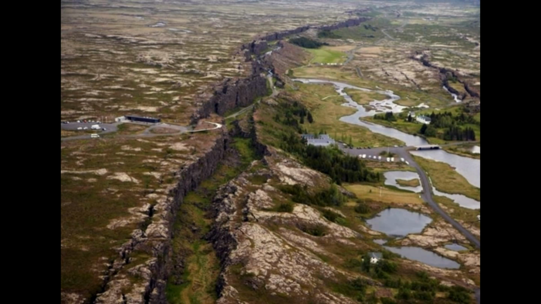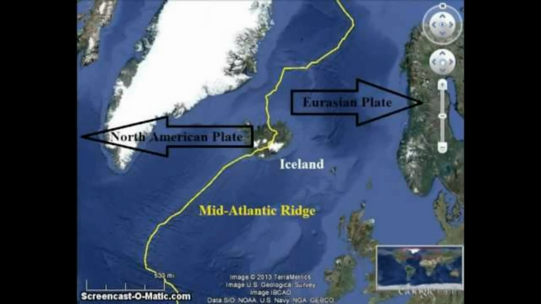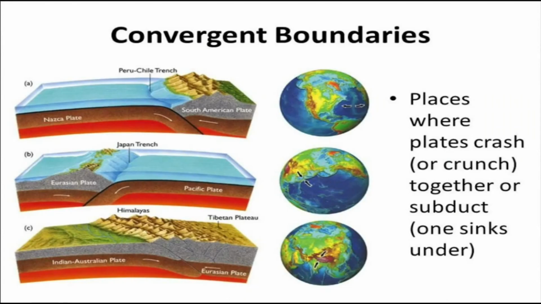The second one exists within a continent and produces rifts which eventually become rift valleys. For example, the Rift Valley in the southwest of Iceland. It's part of the boundary between the Eurasian and the North American plates.